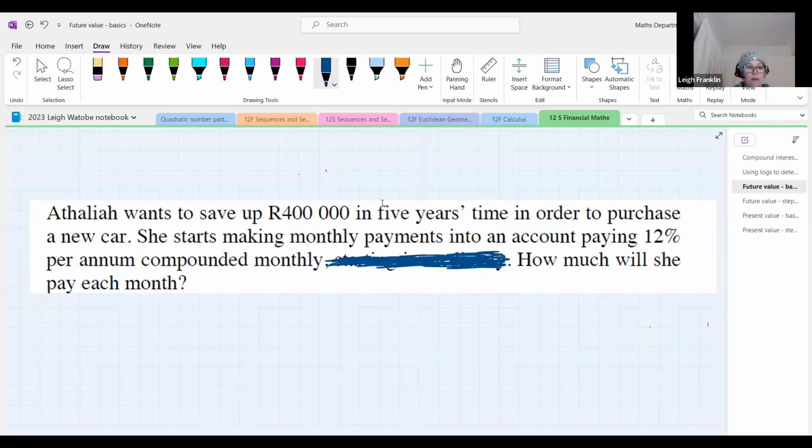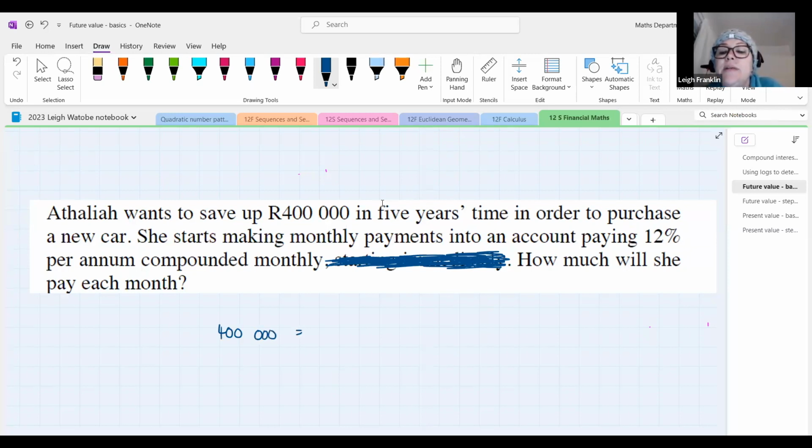Okay. Atalia wants to save up 400,000 Rand in 5 years' time in order to purchase a new car. She starts making monthly payments into an account paying 12% per annum compounded monthly. How much will she pay each month? So again, they are implying she wants to save money. Okay, she's making regular payments. We need to use future value. They're implying that the 400,000 would be our future value.